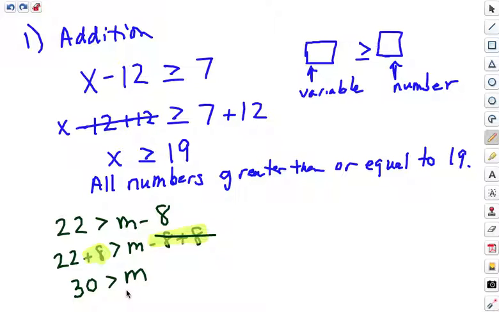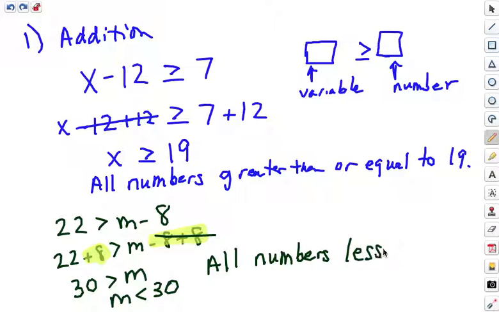You could rewrite this as m is less than 30 if you wanted to reverse it. Either way is correct, but just to write it out, it would be all numbers less than 30. All numbers less than 30.